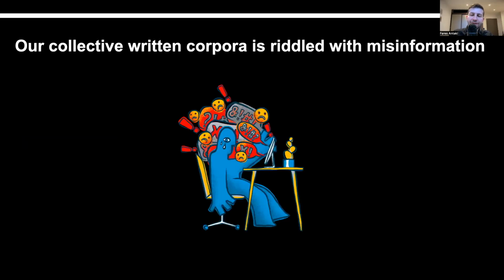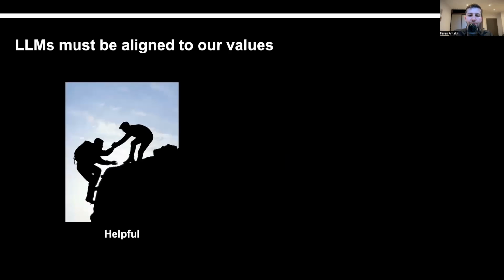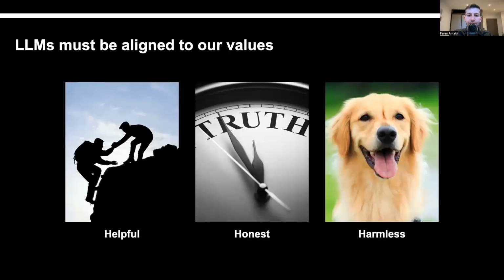But how we write and how we speak in our collective written corpora, particularly in the vast and often anonymous world of the internet, frequently contains inaccuracies and errors. And more concerning, it may contain themes of discrimination and hate speech. So, an LLM, before being released to the public, must be aligned to our values. In general, it is agreed that LLMs must be helpful, honest, and harmless.